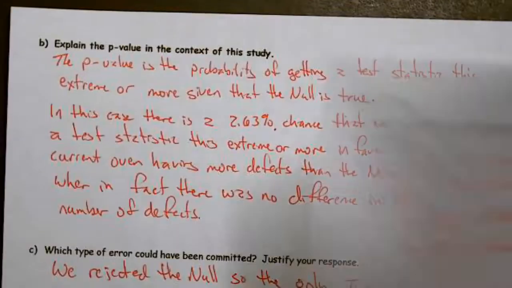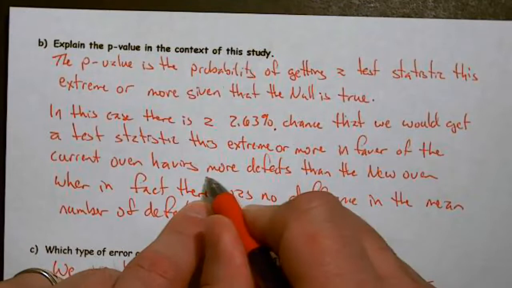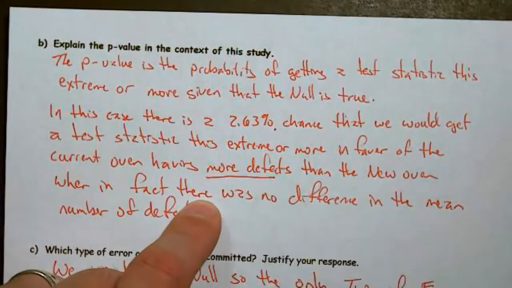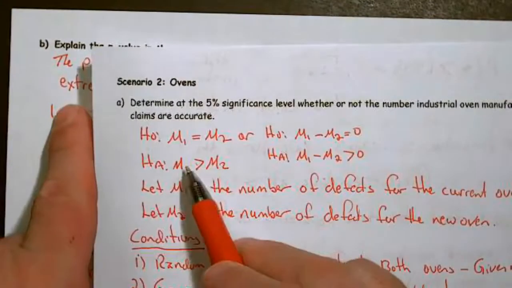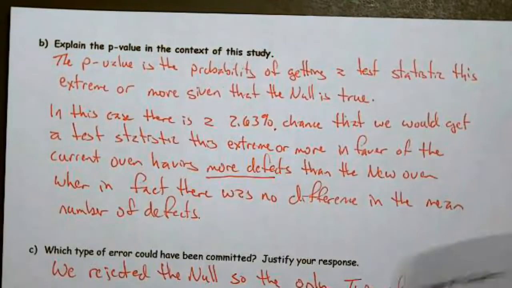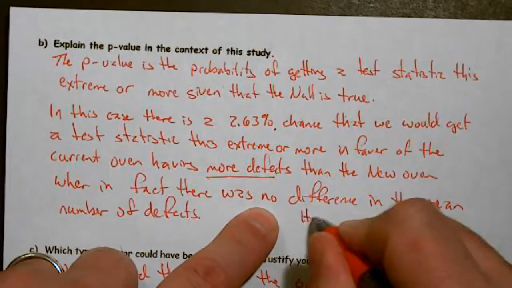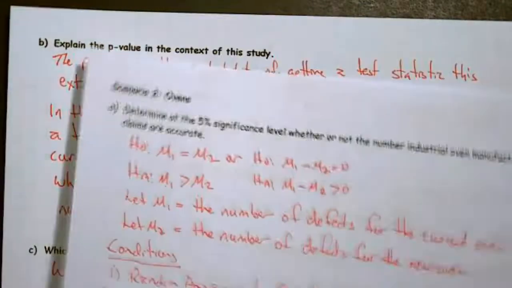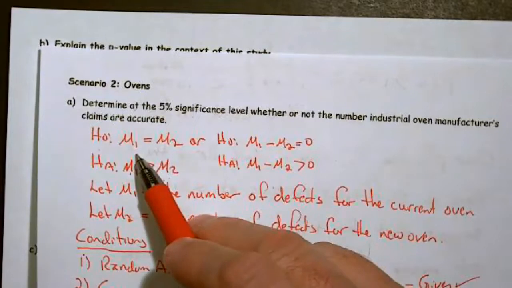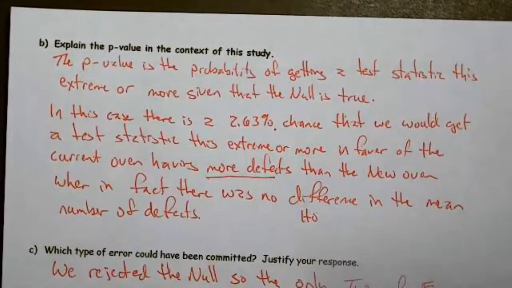Where did I get that? Well, having more defects, this came from HA. Because why? Because we said the current oven has more defects than the new oven, when in fact there was no difference. How do you come up with that? That's H0. Why? Because we said that the number of defects for the current oven equals that of the new. In other words, there was no difference. All right, so that's the way you put it in context.